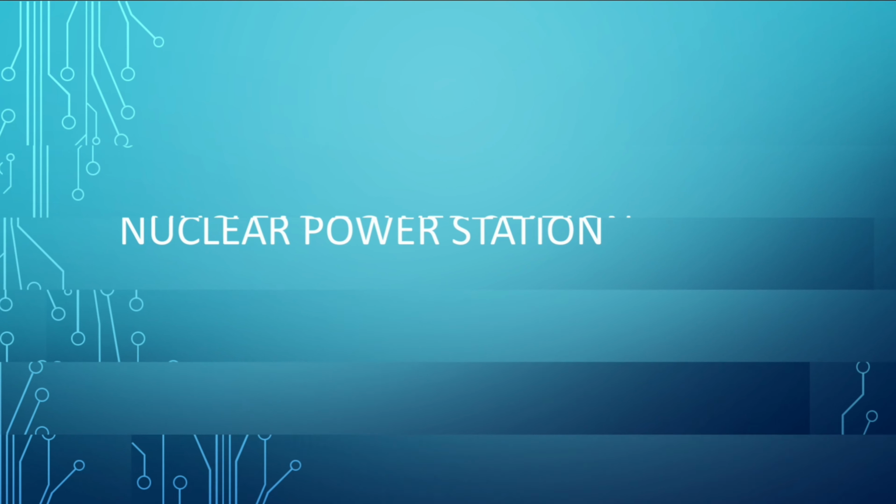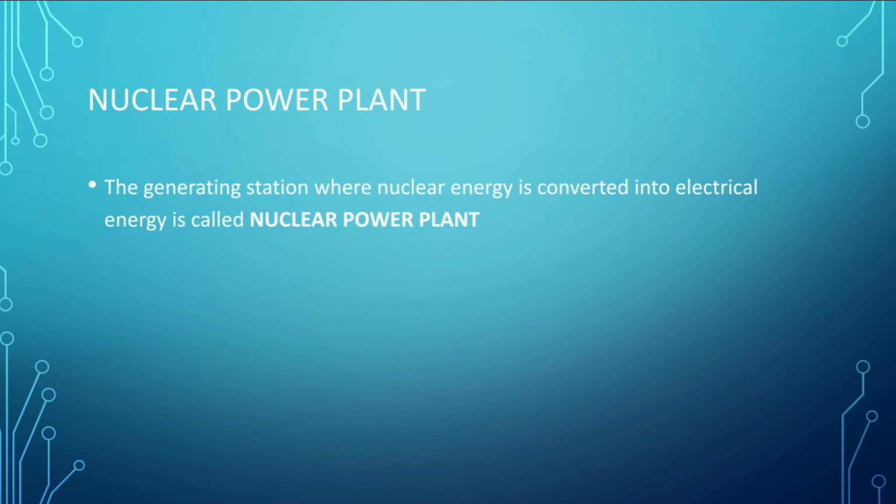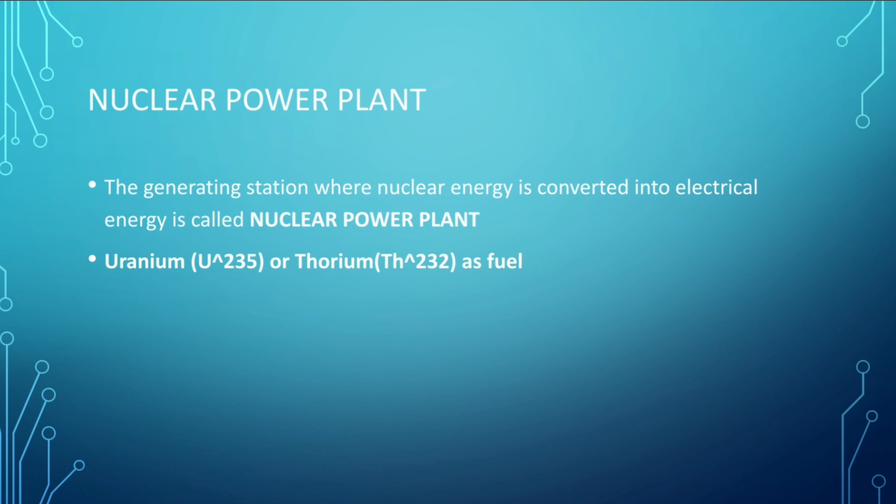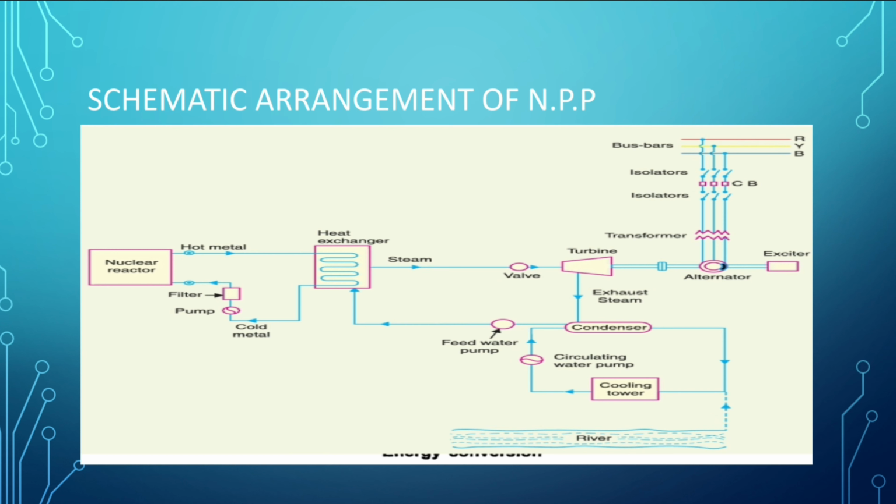Nuclear power station. The generating station where nuclear energy is converted into electrical energy is called a nuclear power plant. A nuclear power plant uses uranium as fuel for generation of electrical energy. Schematic arrangement of a nuclear power plant and its working principle. Uranium is used as fuel and is subjected to the reactor.